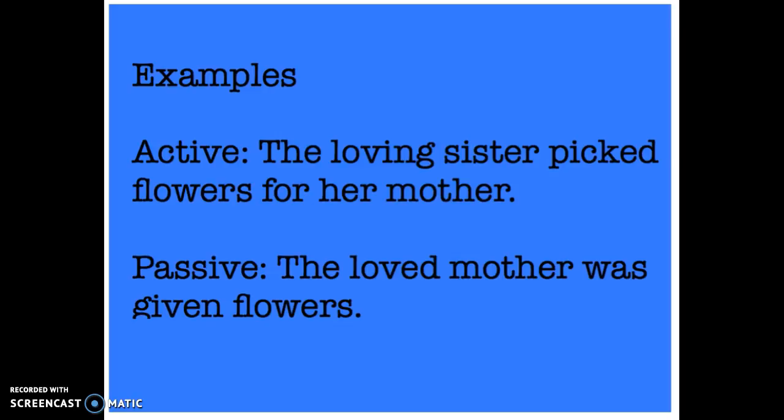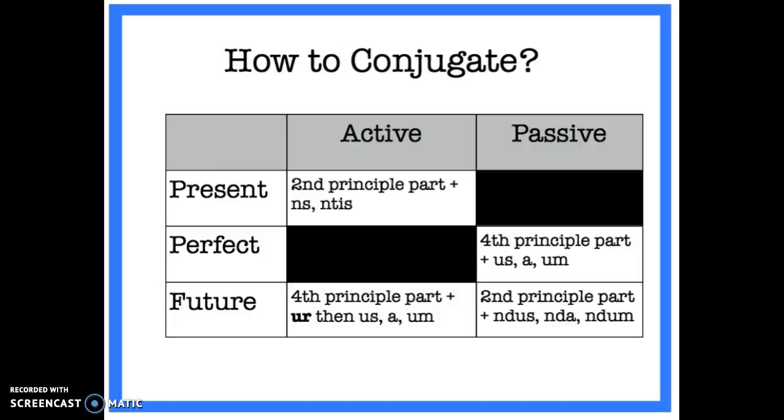Passive. So, the loved mother was given flowers. This is passive because the mother isn't doing anything. She's being given the flowers. She's receiving the flowers. She's receiving the action of the flowers being given to her. So that's basically what that means. So now how do we form these?